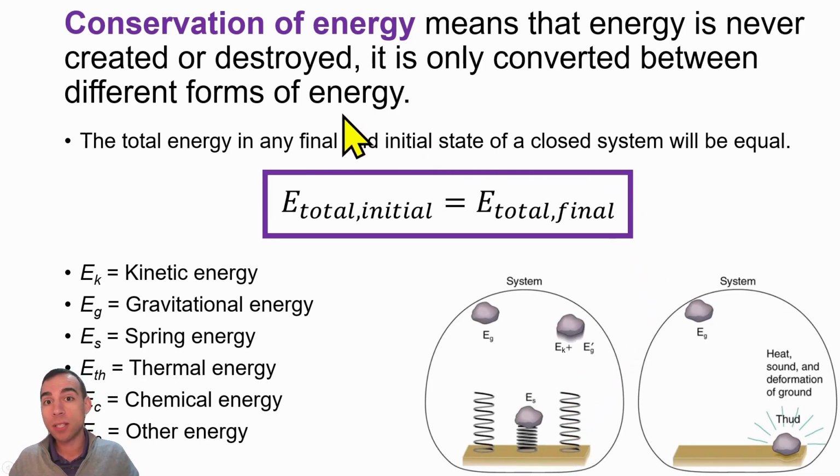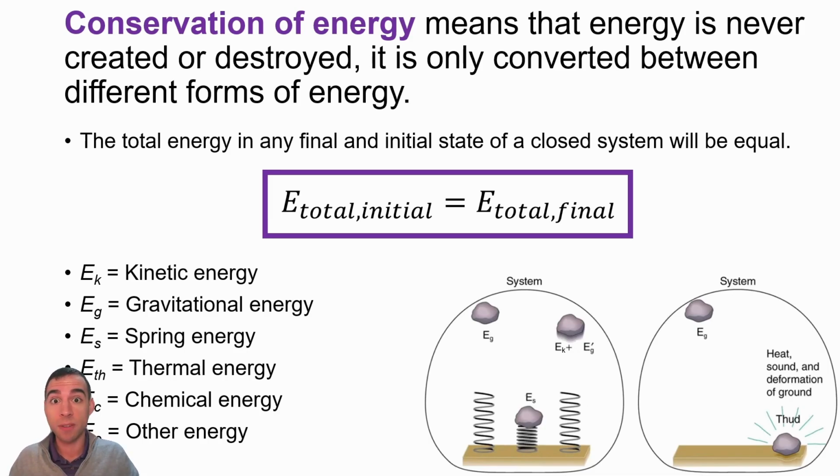But now in our conservation of energy equation, we need to consider more than just kinetic and gravitational energy. We'll also need to consider these new types like spring energy, thermal energy, chemical energy. And if you don't know what to call some form of energy, you know it went somewhere, but you're not sure what to call it, you can just call it other energy at this point.